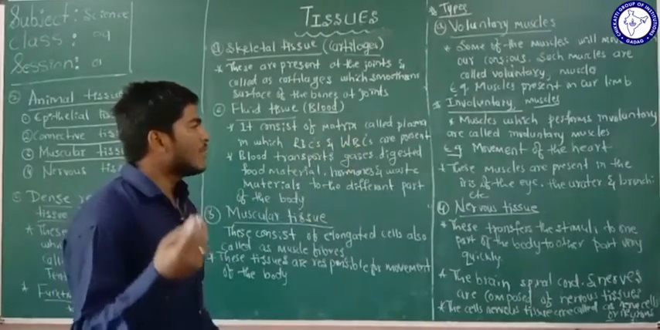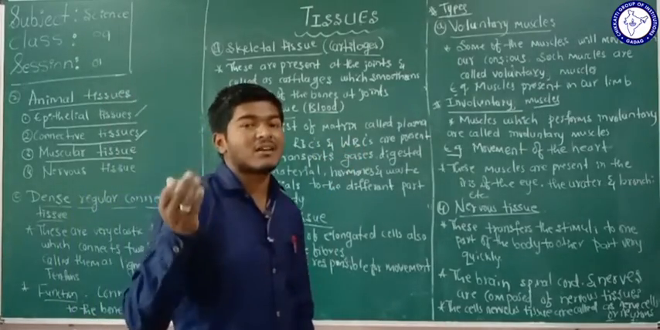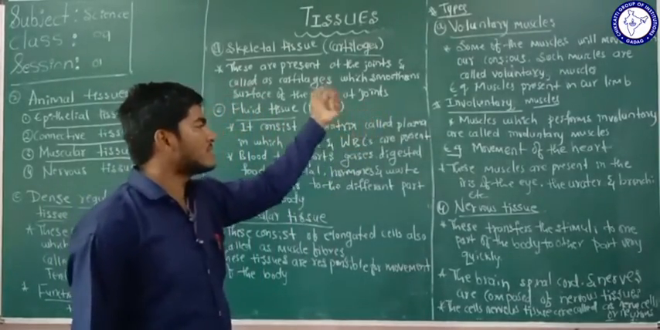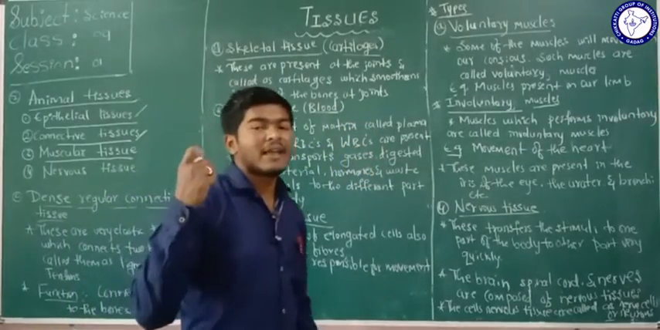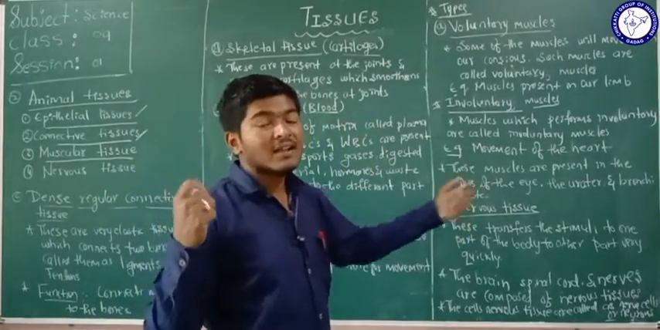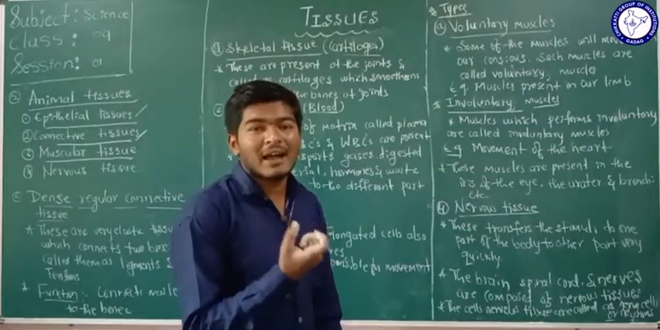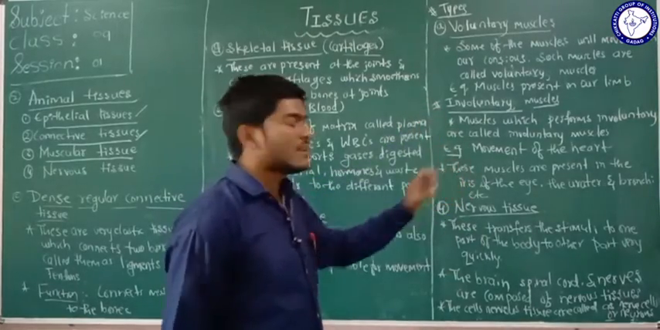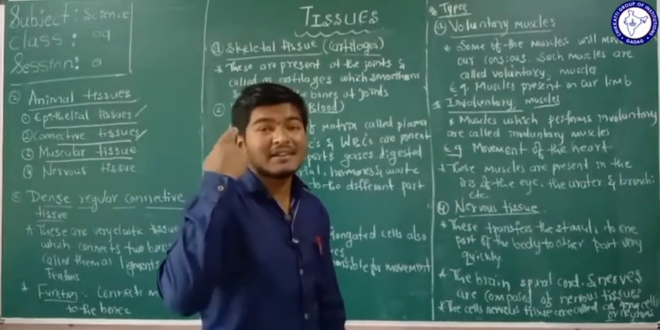Muscles which perform the involuntary actions are called involuntary muscles. The movement of the heart is one example. So the muscles which are present in the heart are involuntary muscles. And also the muscles which are present in the iris.